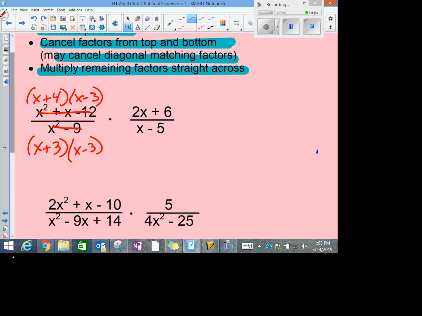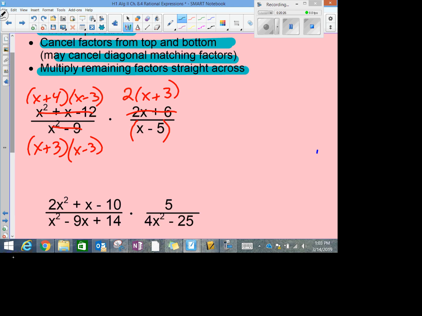What about 2x plus 6? Audrey, what can we do with 2x plus 6? You can't cross out the x. No. Take out the 2. Okay, so we can take out 2 and we get 2 times x plus 3. We can't do anything with x minus 5, but it's a family, right?